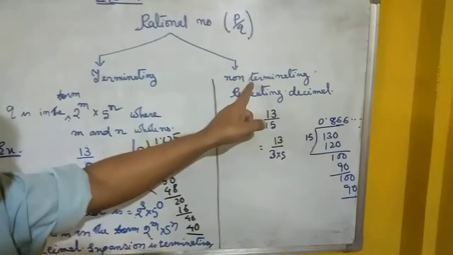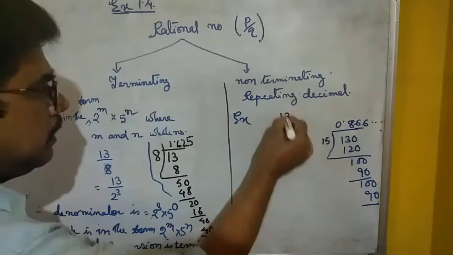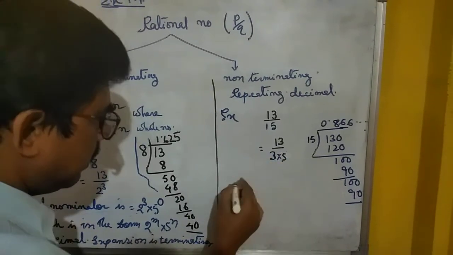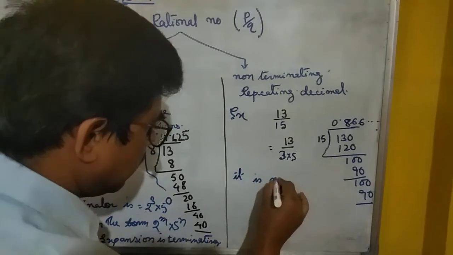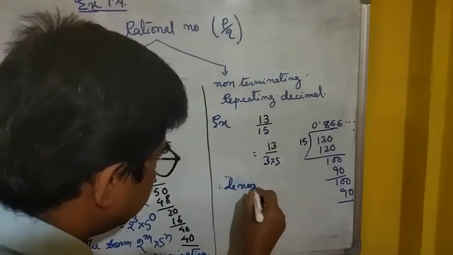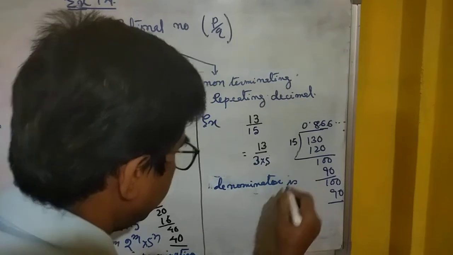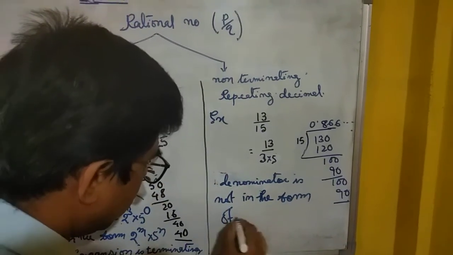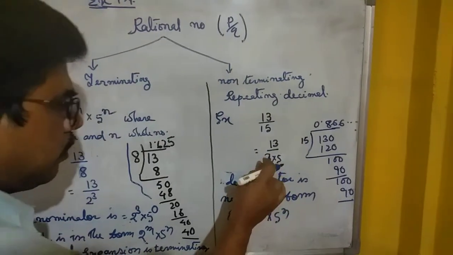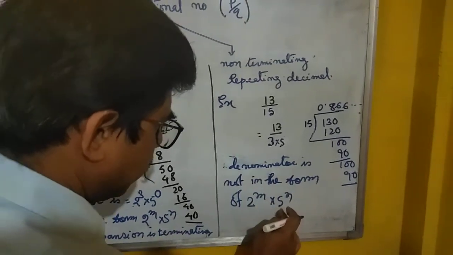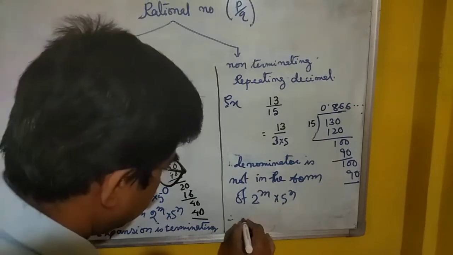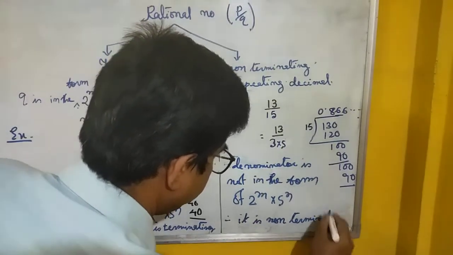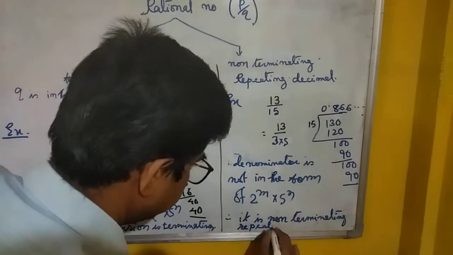Now let us see the non-terminating and repeating case. Here I take one example: 13 by 15. We break 15 as 3 into 5. So when we get 3 into 5, the denominator is not in the form of 2 to the power m into 5 to the power n. See, in 3 into 5, this 2 is not there. So it is not in the form of 2 to the power m into 5 to the power n. Therefore, it is a non-terminating repeating decimal.